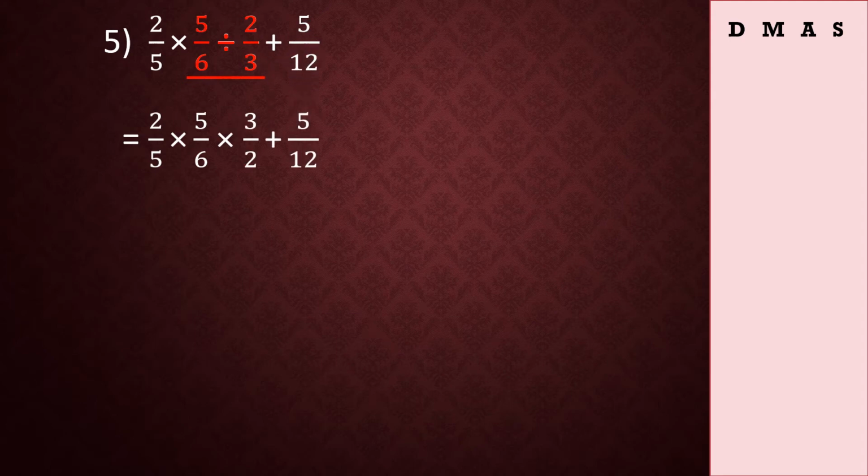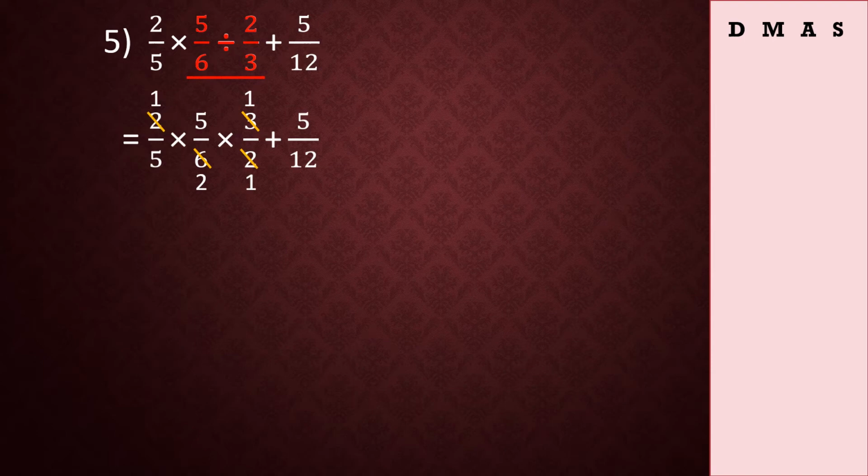Now we have multiplication and addition. According to DMAS, first we have to solve multiplication. Now simplify. See, 3 and 6, both are divisible by the same digit 3. So divide. 3 ones are 3 and 3 twos are 6. 2 is divisible by 2. So divide. 2 ones are 2.